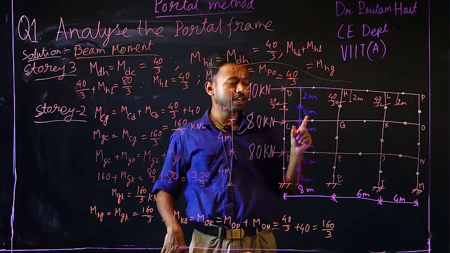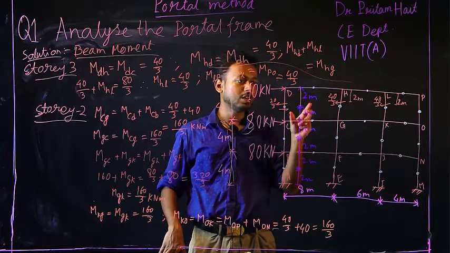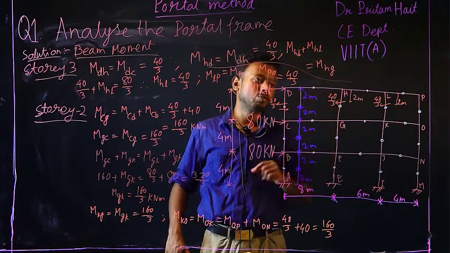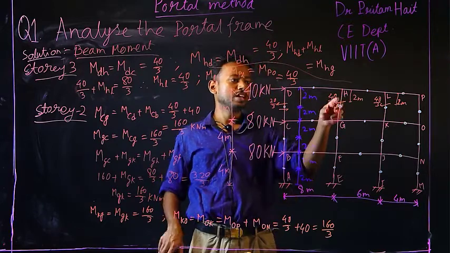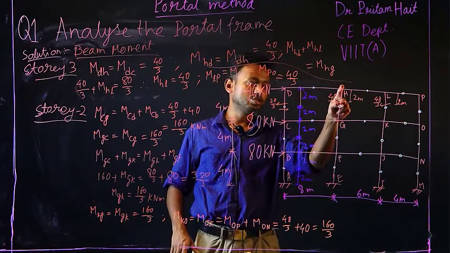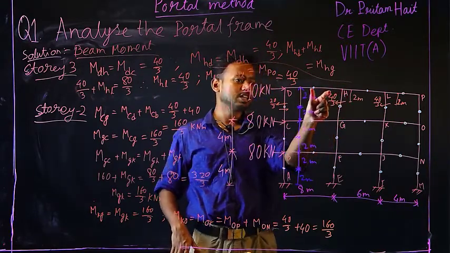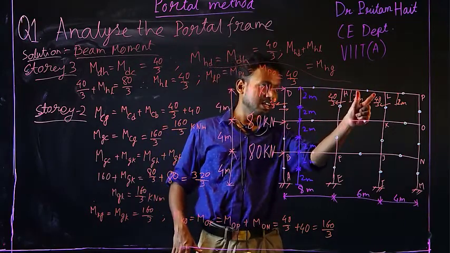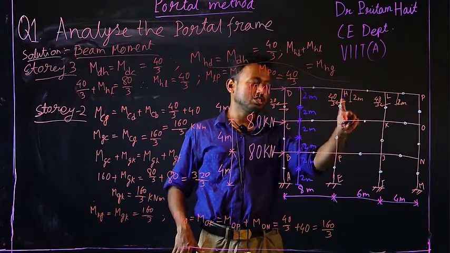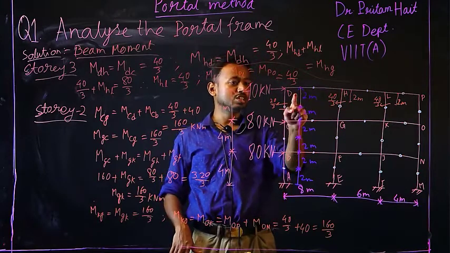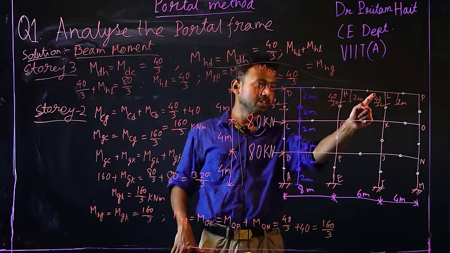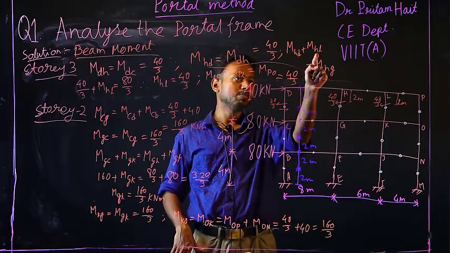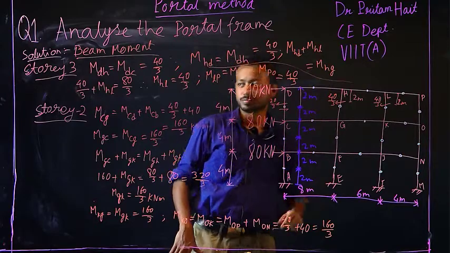In this way, we can calculate the intermediate beam moment and intermediate column moment. Okay. So while I am considering H joint, I can say that MDH plus MHL equals MGH. In other words, MHD plus MHL equals MHG. So I can write MHD plus MHL equals MHG.